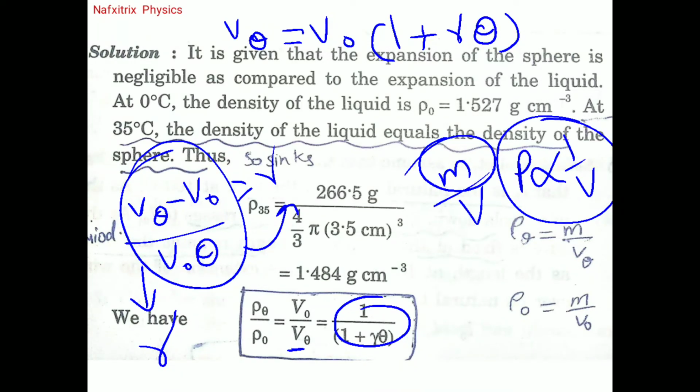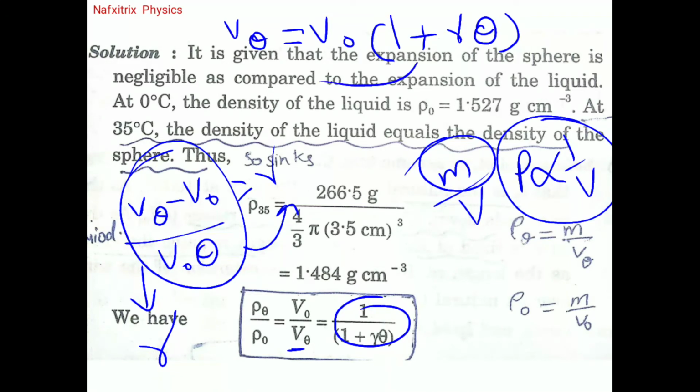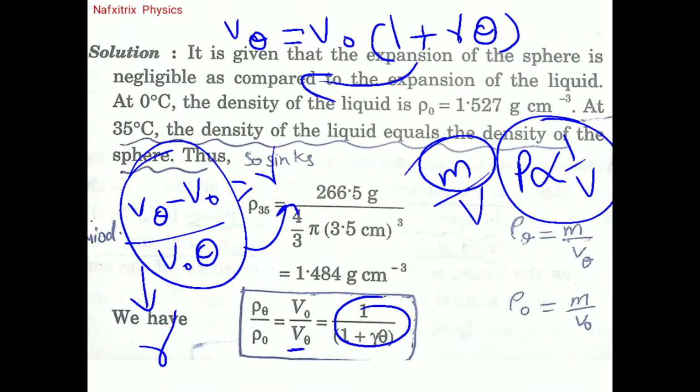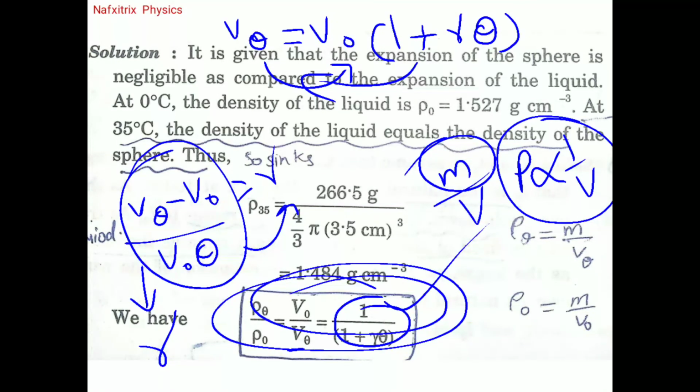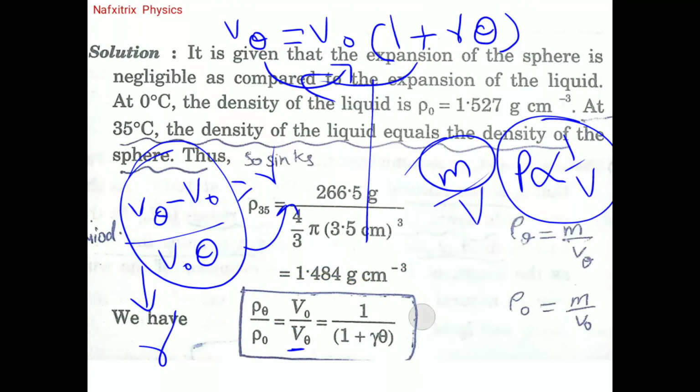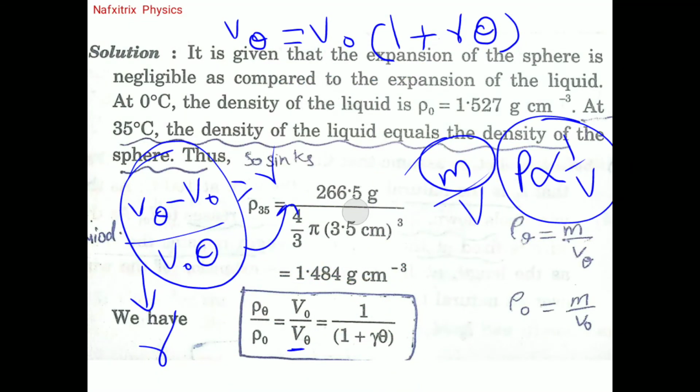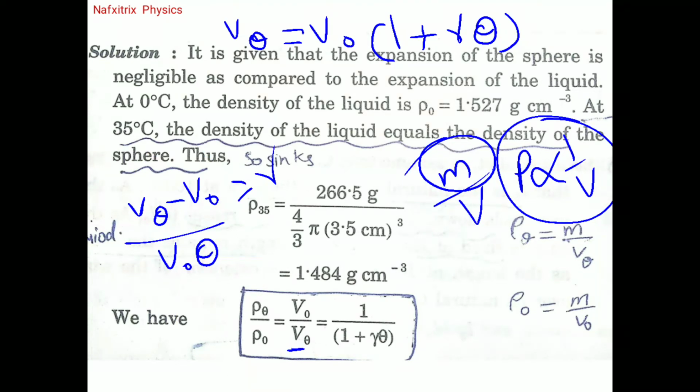Now next, we need to send this to that side, that is 1 by 1 plus gamma, and here V naught by V theta. If we do this, we get this expression. We are getting this from the volume expansion coefficient term, based on the volume expansion coefficient.